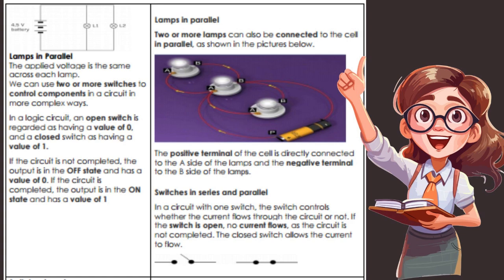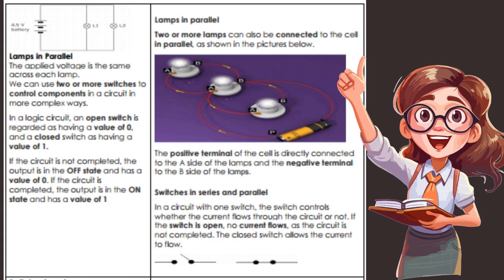Lamps in parallel. Two or more lamps can also be connected to the cell in parallel, as shown in the pictures below. The positive terminal of the cell is directly connected to the A side of the lamps and the negative terminal to the B side of the lamps.